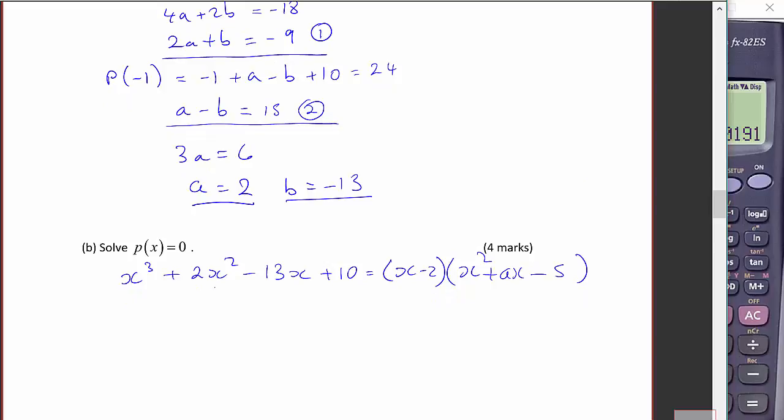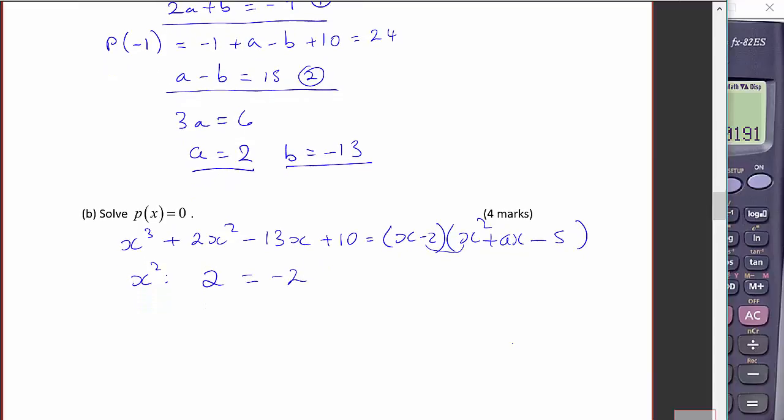So let's compare coefficients of x squared. So on the left we've got 2x squareds. What would give us x squared over here? Well, we'd get minus 2 just there, and then we get a plus a just there. So that gives me that a is equal to 4.